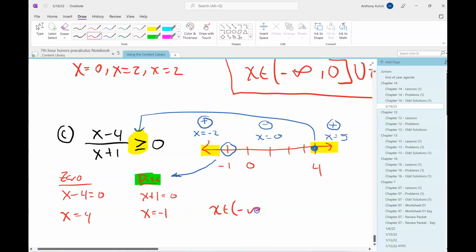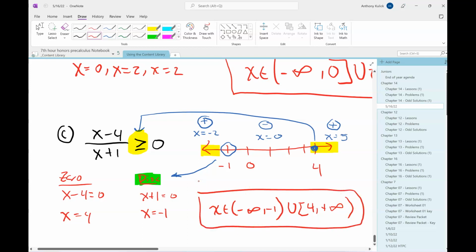So I'm going to need -infinity to -1 with a parenthesis, and then union bracket 4 to positive infinity. Notice that one of them is a parenthesis and one of them is a bracket because one of them is filled and the other is open.